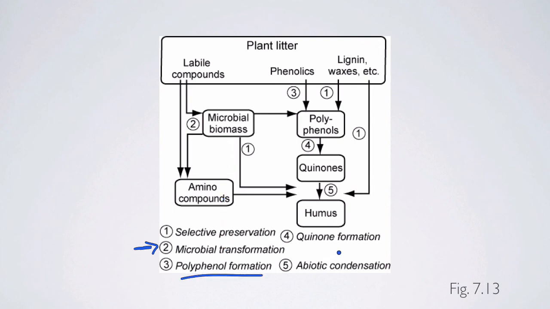In addition, we've got formation through abiotic and biotic processes that generate polyphenols and quinones and these other things that you'll read about with abiotic condensation. So you start with plant litter. It has a whole bunch of different things. Some of these are selectively preserved, others are transformed into more recalcitrant stuff, and in the end, you get this class of soil organic matter that ends up being really recalcitrant biochemically.